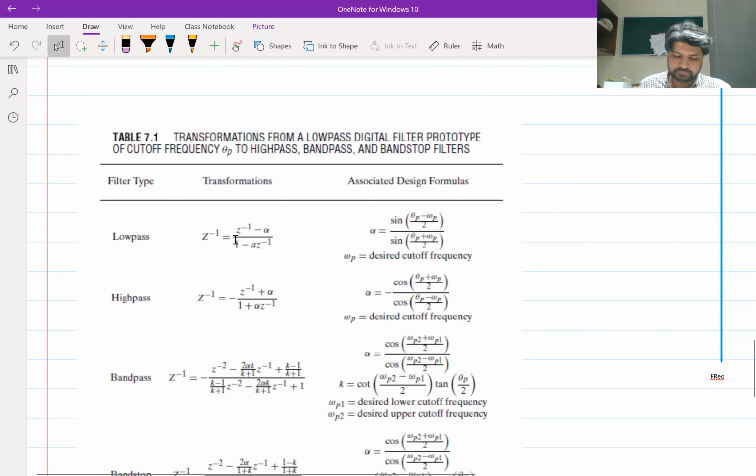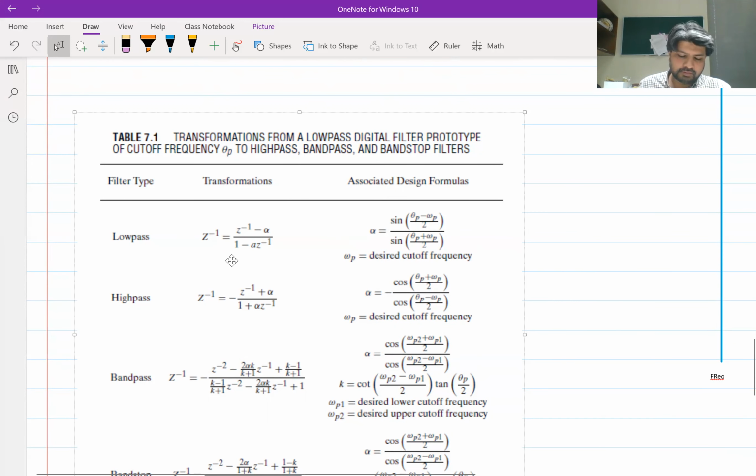So z inverse minus alpha over 1 minus alpha z inverse would be a low pass to low pass transformation, where alpha is given by this, and it would transform. Once you transform, you get your H of z with this transformation. Now your new desired cutoff frequency would be omega p. For a desired cutoff frequency of omega p, you need an alpha equal to sine of theta p minus omega p over sine of theta p plus omega p.